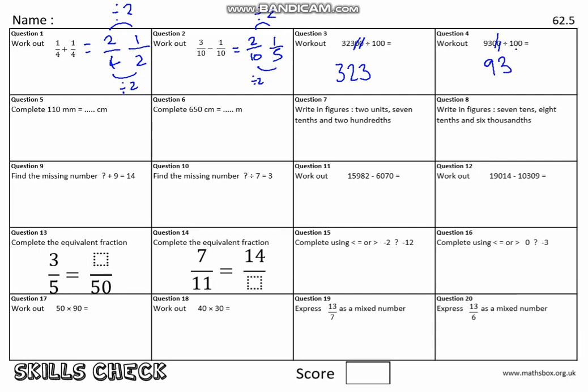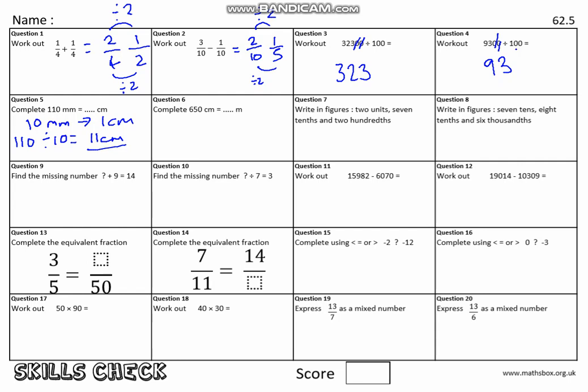Okay, so up next, it says 110 millimetres equals how many centimetres? So we've said before there are 10 millimetres in 1 centimetre, okay? So that means if we want to figure out how many centimetres there are in 110 millimetres, we do 110 divided by 10 equals 11, okay? So the answer is 11 centimetres. 110 millimetres is exactly the same as 11 centimetres.